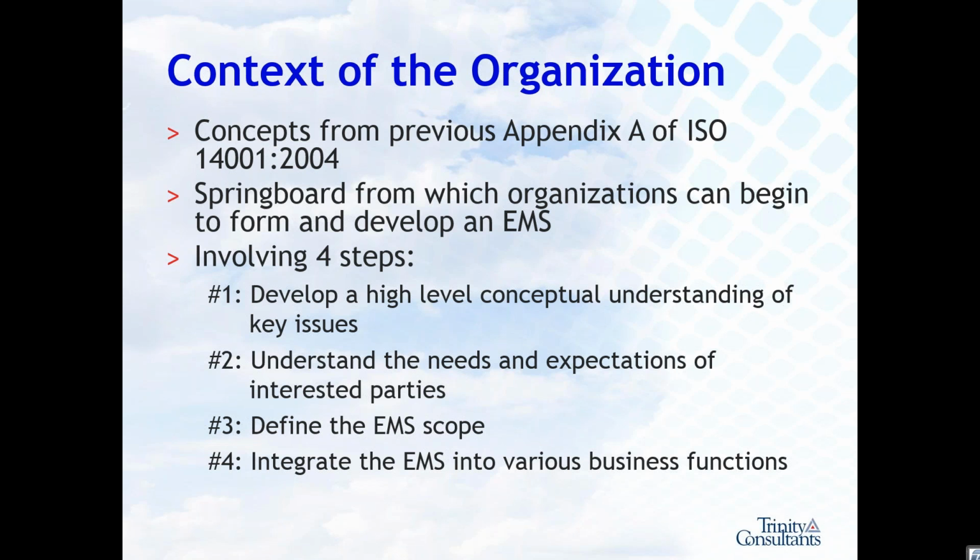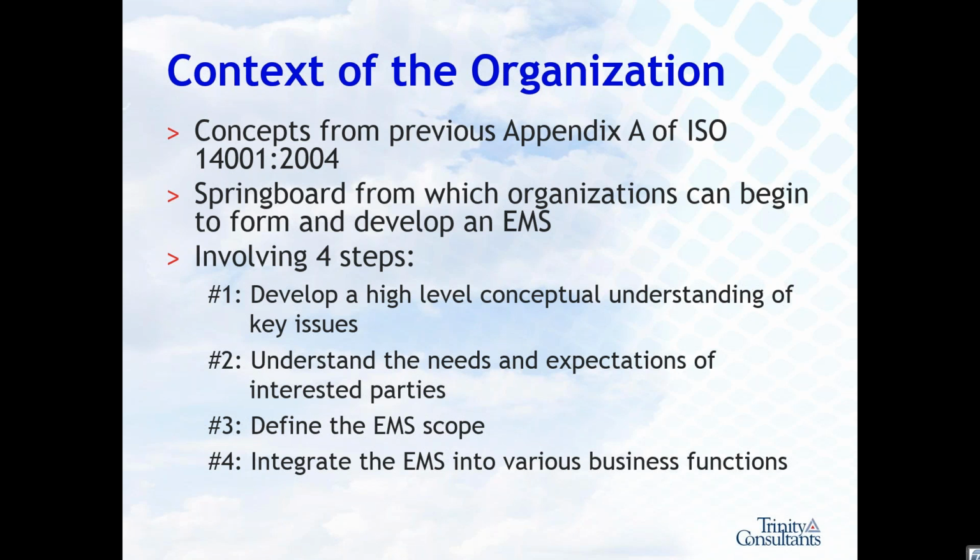And the 4 steps of doing so include getting an understanding of the key issues that affect your facility, understanding the needs and expectations of interested parties. So this might include internal stakeholders, external stakeholders, defining the EMS scope, and integrating the EMS into various business functions. And so really the goal here is to fully understand all issues and parties that are relevant to an organization's strategic direction and intended outcomes.